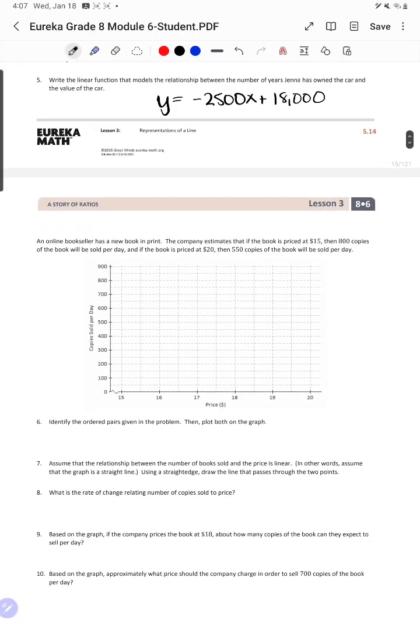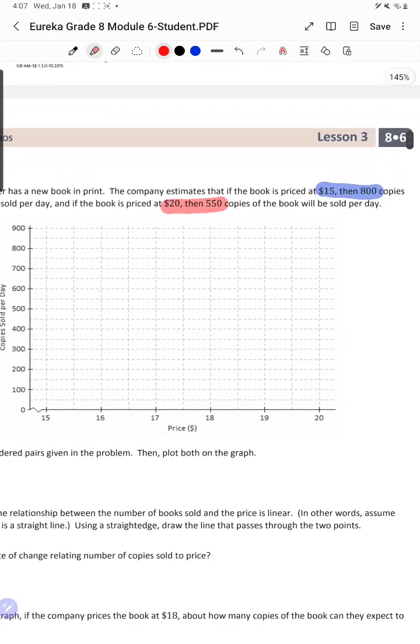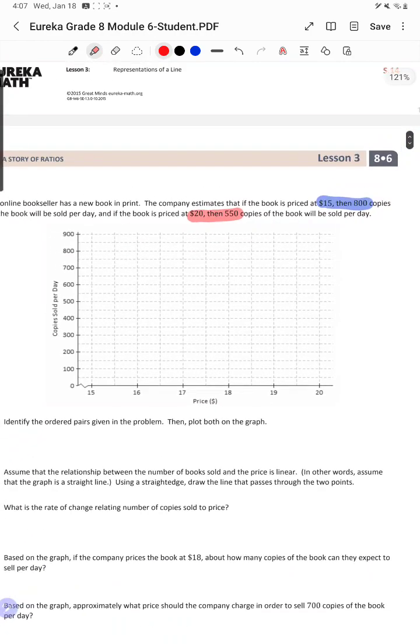All right, so our first problem says to identify the ordered pairs in the problem. So I'm going to take a look right here because I see two numbers, and I know two numbers have to go in my ordered pair. And I'm going to look right here, and I'm going to see two numbers. Okay, so I want you guys to create two ordered pairs from these two things.